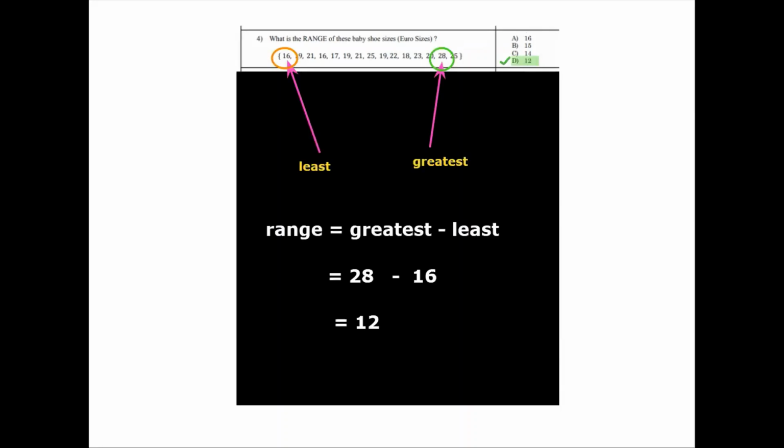Question 4, what is the range of these baby shoe sizes in European sizes? Well, you might think your child has massively large feet, but 16 is a small baby size shoe and 28 is a mid-sized shoe for these babies. And those were the largest elements in the set. The range is the greatest minus the least, which would be a range of 12 different baby shoe sizes. The correct answer was D, 12.